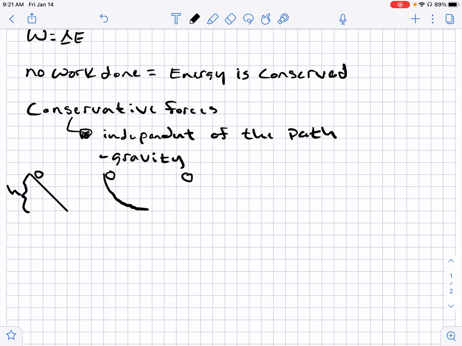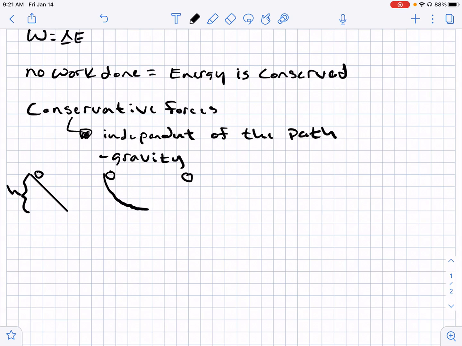But there's going to be three different paths here. The first one is going to go down this inclined ramp. The next one has this curved ramp, and then in the third one, you're just dropping it. So regardless of these paths that it takes, the position change is going to be the same in all three scenarios. So it's a conservative force. It's independent of the path because it has the same initial height.